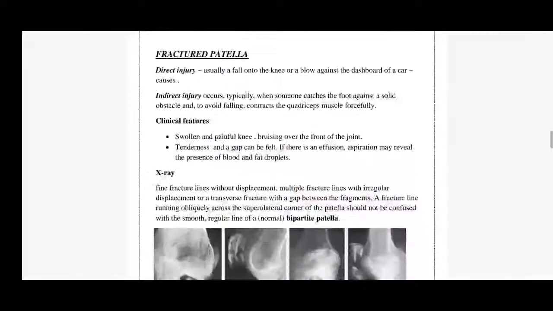Clinical features: swelling and knee pain, bruising over the front of the knee, also tenderness, and sometimes a gap can be felt. If there is an effusion, aspiration may reveal the presence of blood or fat droplets, especially if associated with an osteochondral fracture.